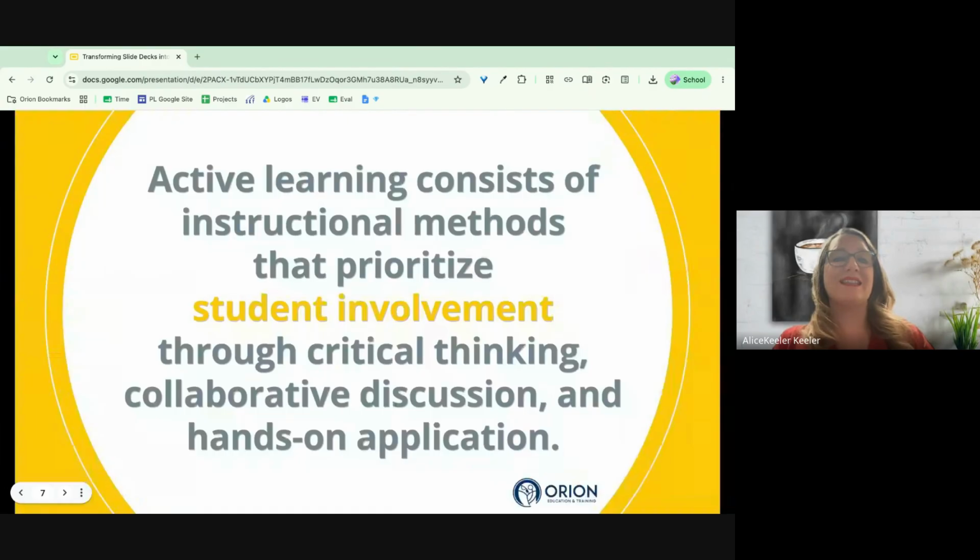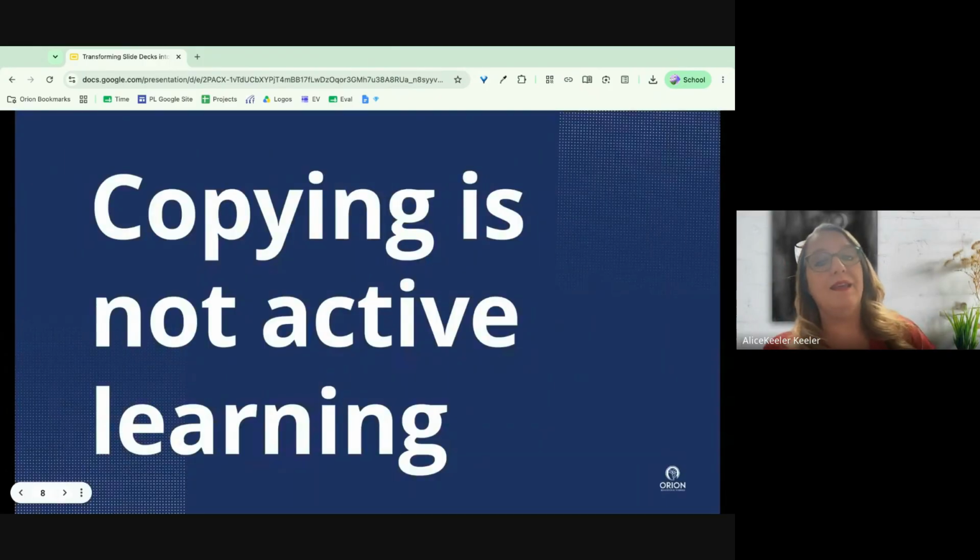We're talking active learning today. What does that mean? Active learning consists of instructional methods that prioritize student involvement through critical thinking. I really should have bolded that word. To me, that's what it's really about, is that students are thinking during the lesson. They're doing collaboration, they're having discussions, and they're doing hands-on application during the lesson. And copying is not active learning.